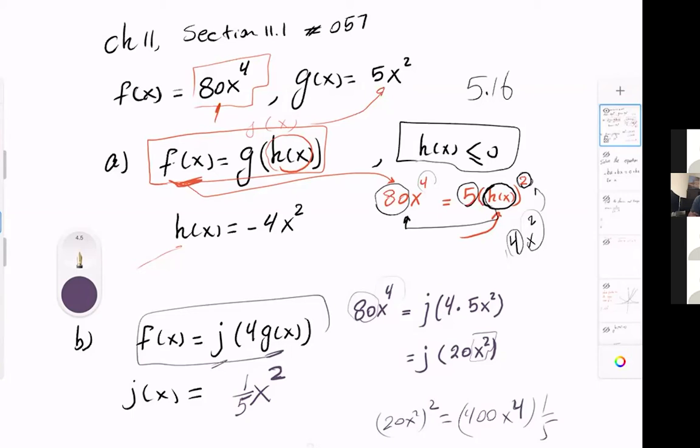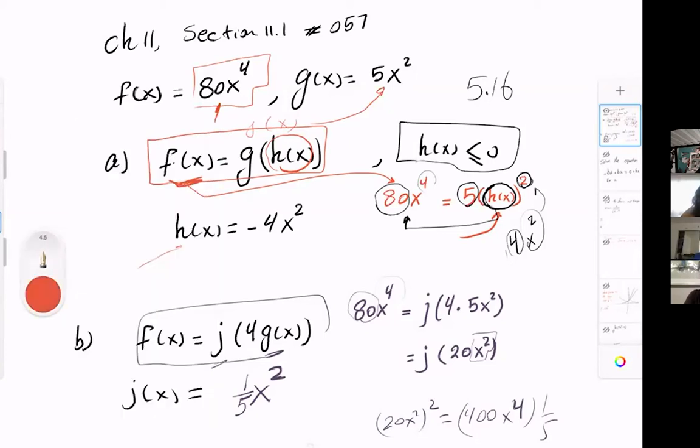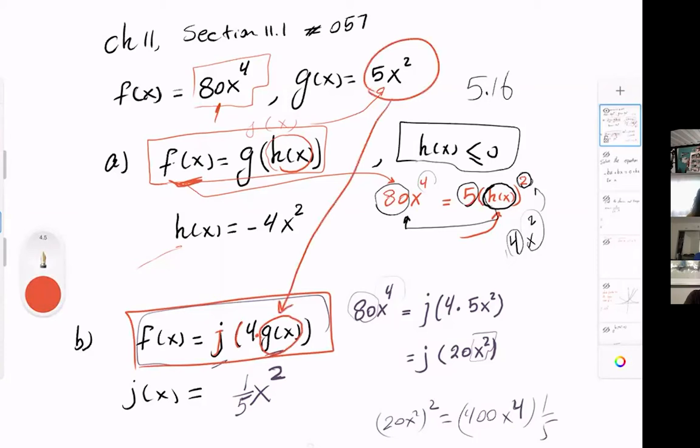Any question for this? How did you get 4 times 5? So this is part of the question. They said j equal to parenthesis 4 multiplied by g of x. So instead of g of x, I plug in 5x squared because g of x is 5x squared. Okay, good. It's too early. So that was a homework question.